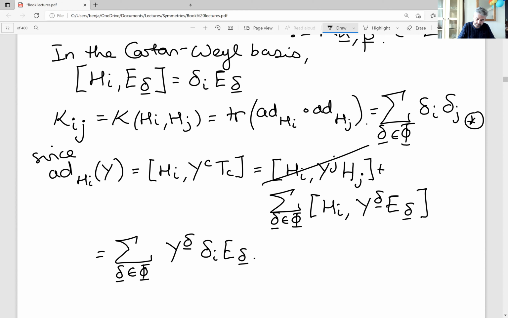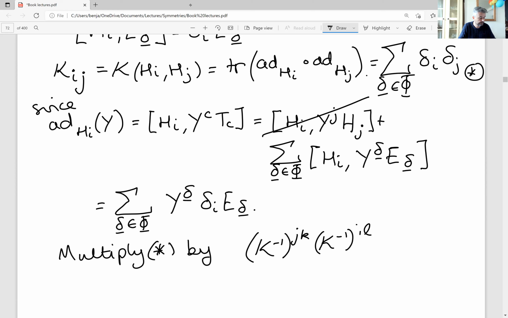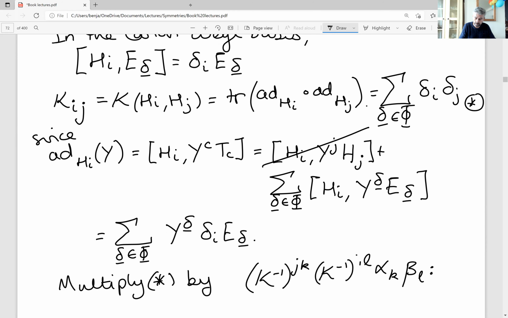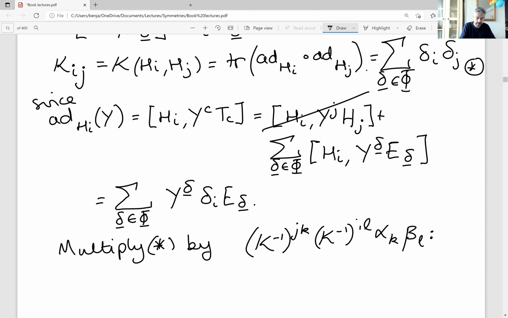So we multiply the equation star by this factor kappa^-1 jk, kappa^-1 il, alpha_k beta_l. So the left and the right hand sides we multiply by this. And on the left hand side, if you look at the definition, it was a boxed equation we had last lecture of the inner product between alpha and beta, we'll see that's what we get on the left.